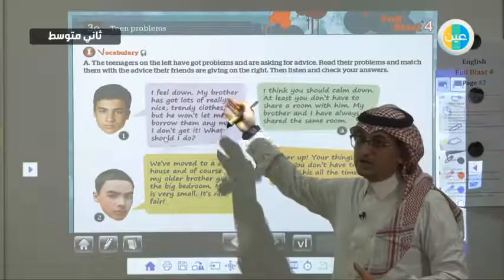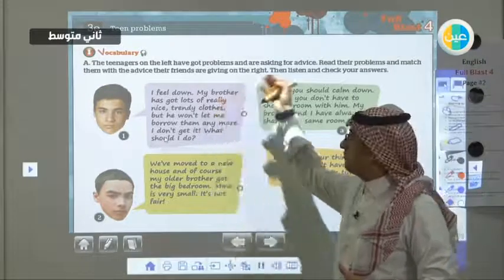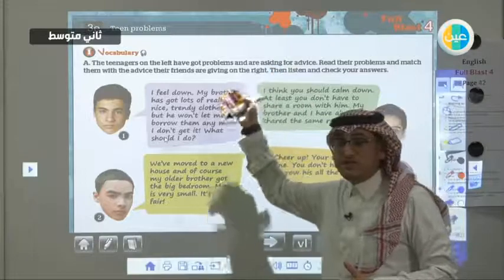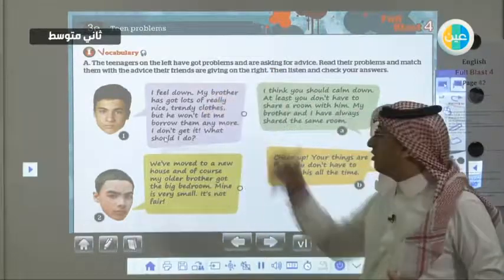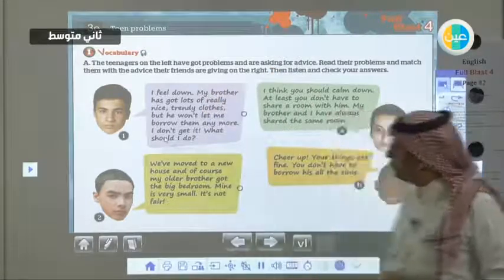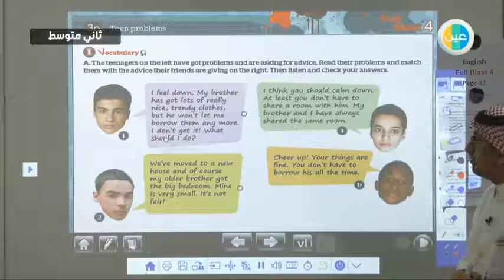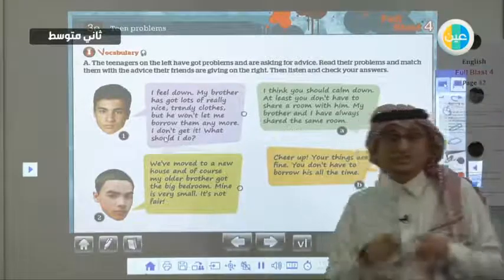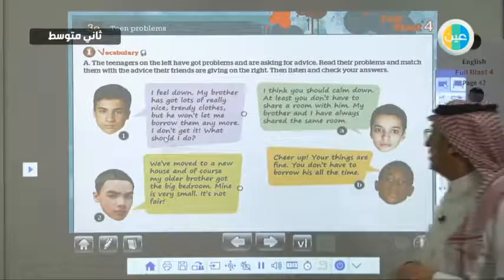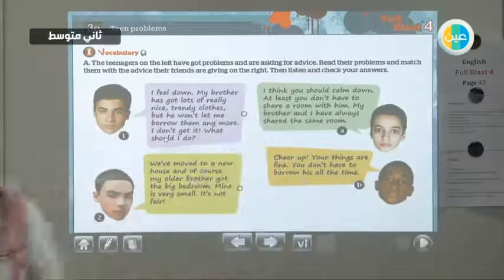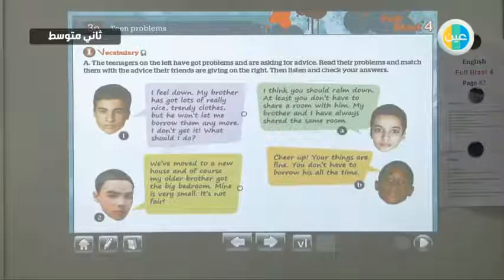Someone here complained about his brother. He doesn't lend him his clothes. And our boy 2 complained also about his older brother. He doesn't share the big room with him, okay? Listen carefully to the second part here. We have the advices, and we have to match these advices with the suitable problems.